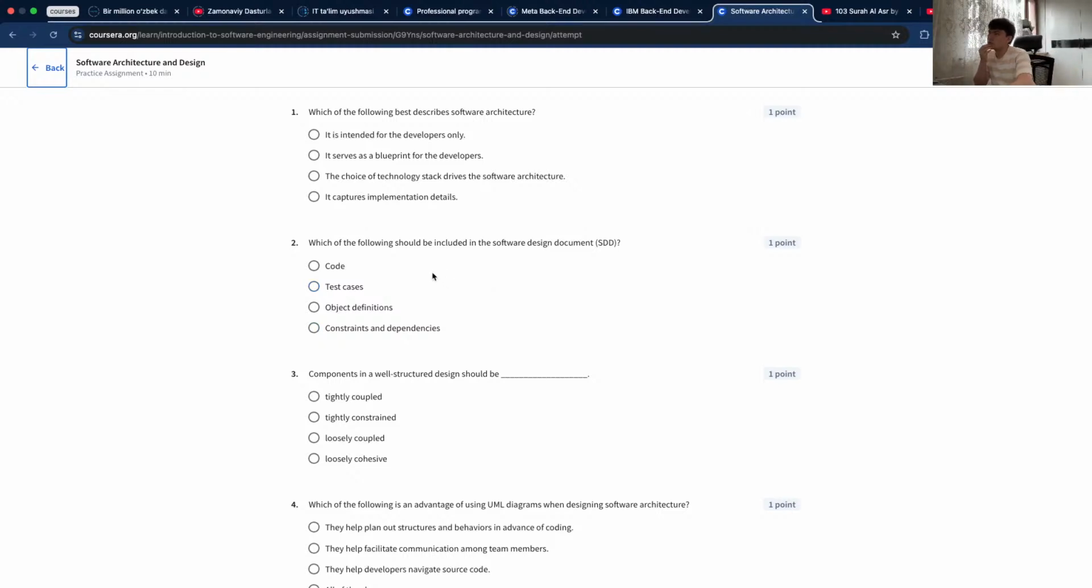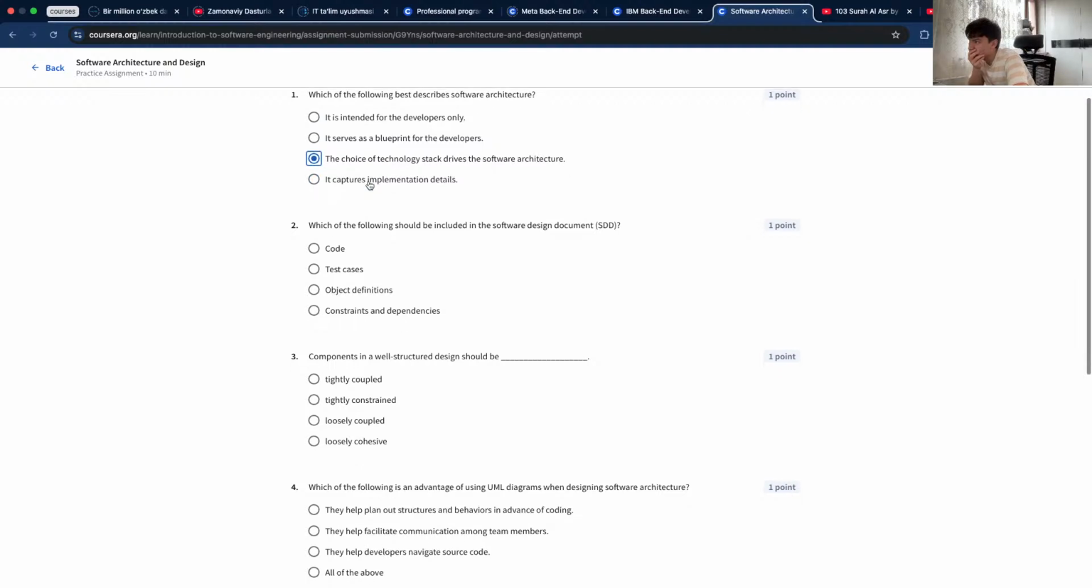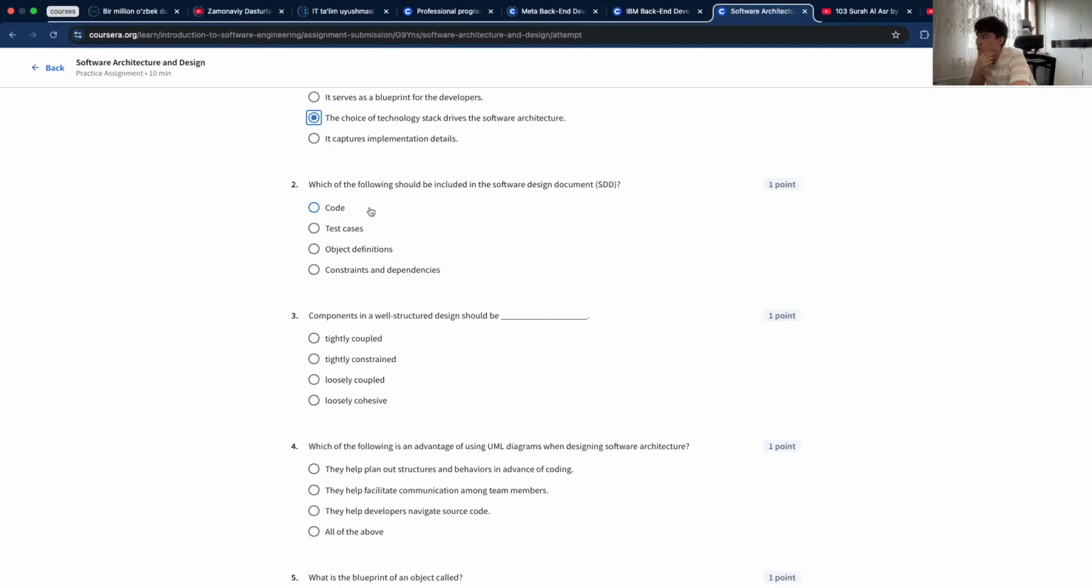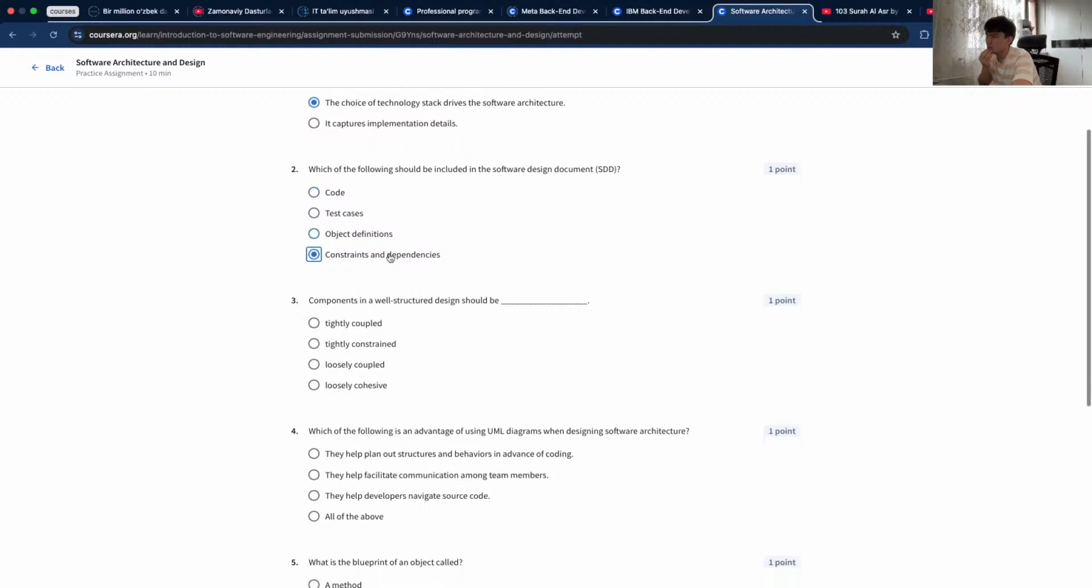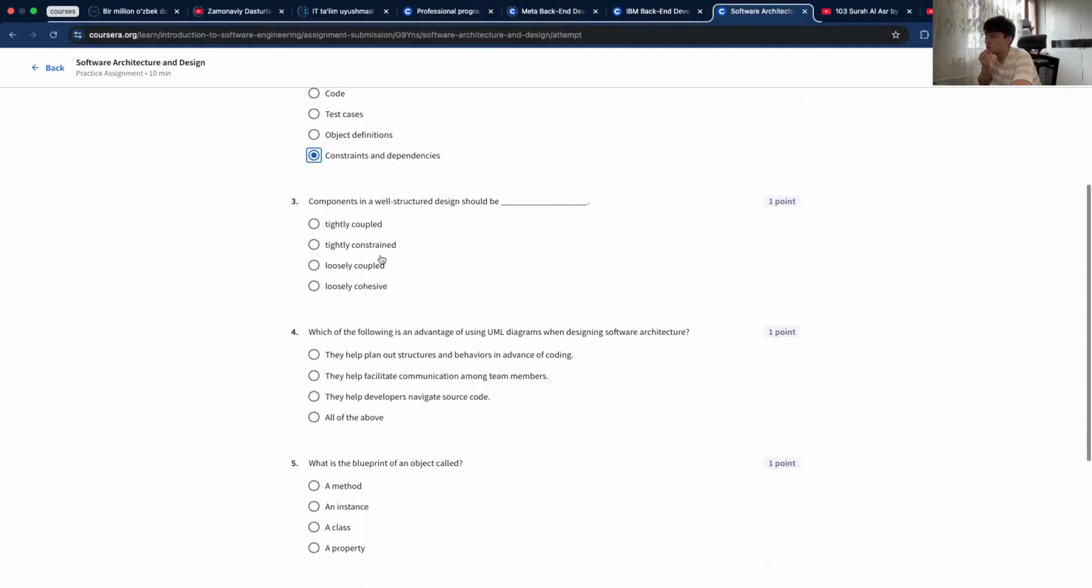Intended for the developers only. It serves as a blueprint for developers. It shows how the technology stack drives the software. It captures implementation details. It shows the code that should be included in the software design documents, constraints and dependencies.